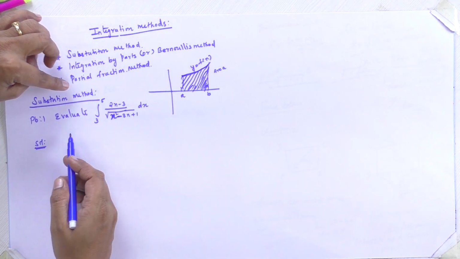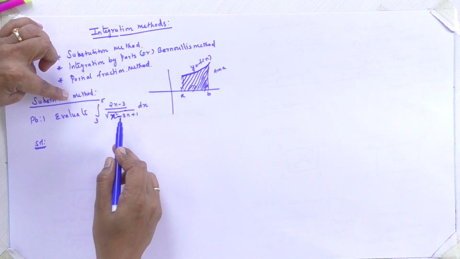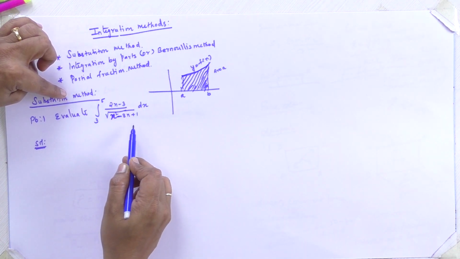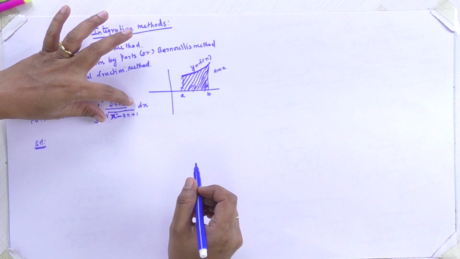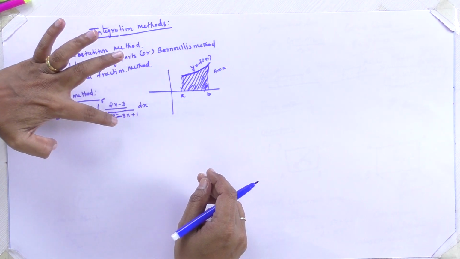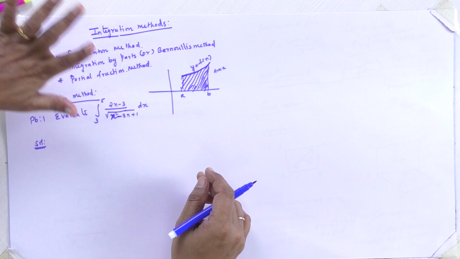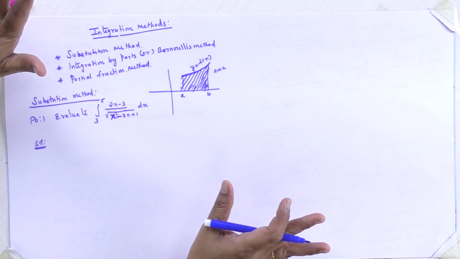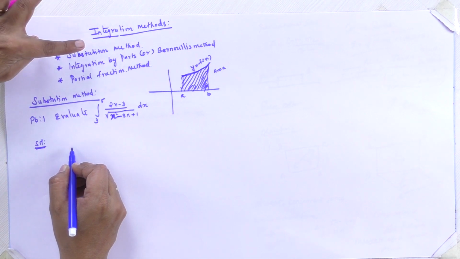So let us consider the problem. Evaluate the integral from 3 to 5 of (2x minus 3) divided by the root of (x square minus 3x plus 1) into dx. Here we are adopting the substitution method because the denominator has the root of x square minus 3x plus 1. This is not easy to integrate with the help of the simple formulas. For that we are using the substitution method, the first method.